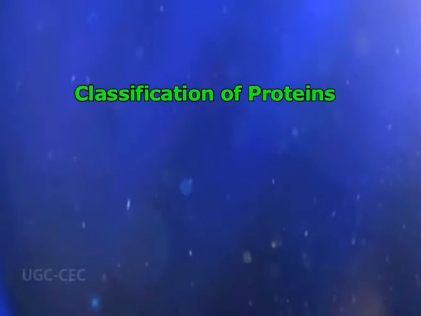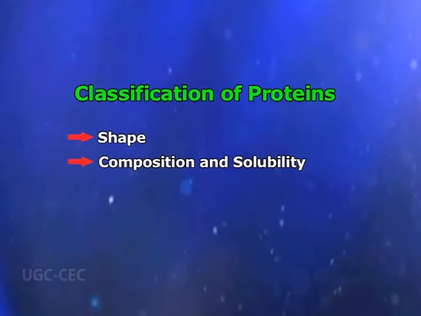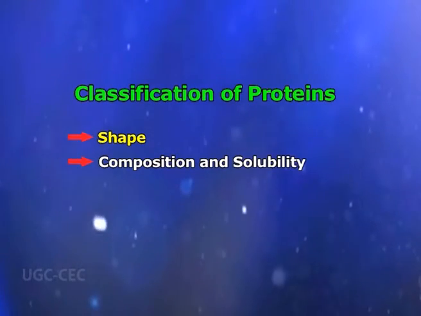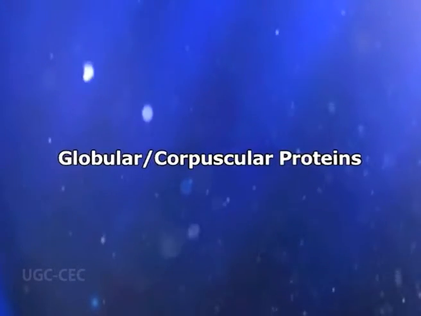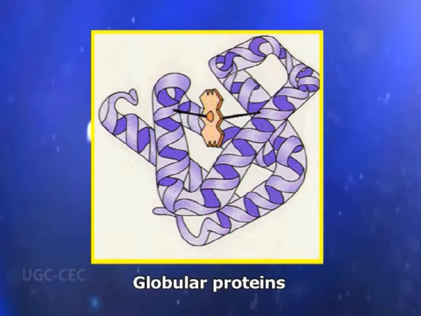Now let us discuss the classification of proteins. Proteins are divided on the basis of shape, composition and solubility. So the first classification to be discussed is on the basis of shape. The first one is globular or corpuscular proteins. They possess a relatively spherical or ovoid shape. They are usually soluble in water or in aqueous media containing acids, bases, salts or alcohol, and they diffuse readily. Nearly all the enzymes are globular proteins. Other examples are protein hormones, blood transport proteins, antibodies and nutrient storage proteins.